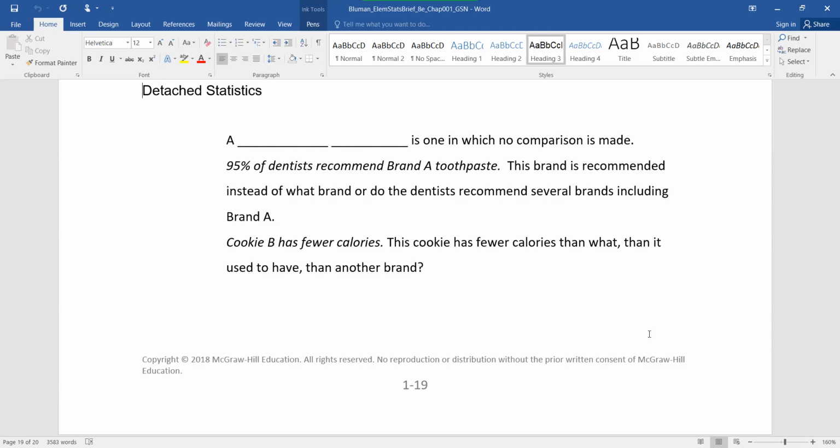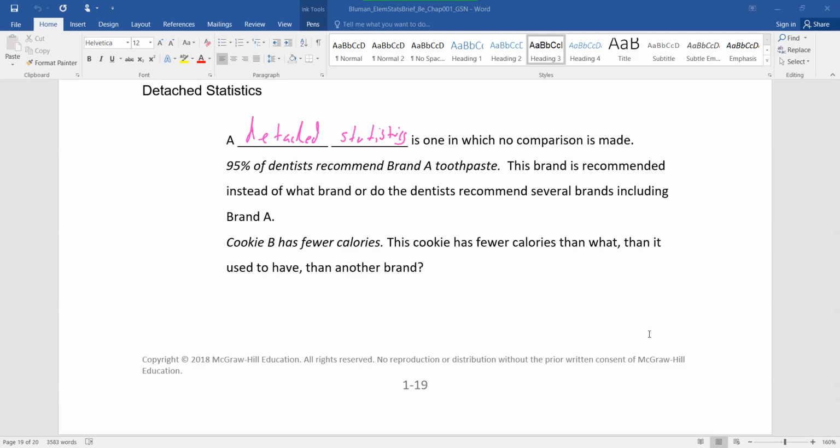So a detached statistic, detached statistics, is one in which no comparison is made. So I might say 95% of dentists recommend brand A toothpaste, right?